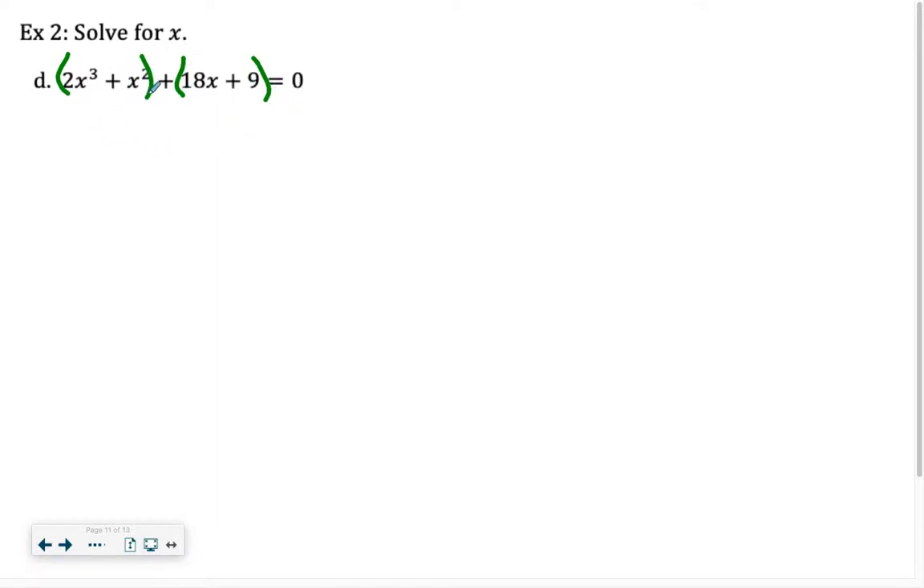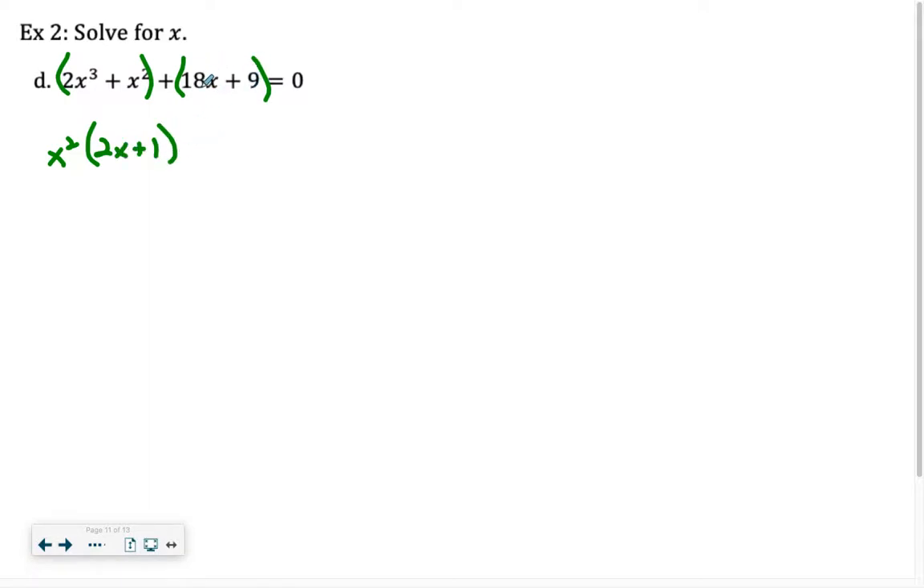Now, if you recognize that on a problem like this, it's going to save you a lot of work. And what we're looking for is that I can take a factor out of the first two terms. So the GCF, the greatest common factor of 2x cubed and x squared would be x squared. And if I take out an x squared, what I'm really doing is dividing each of these terms by x squared. I would be left with 2x plus 1.